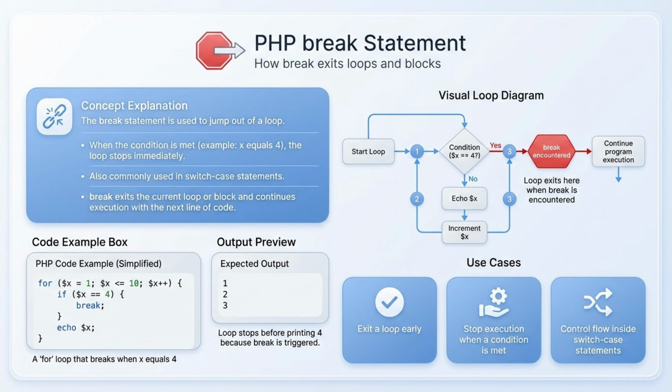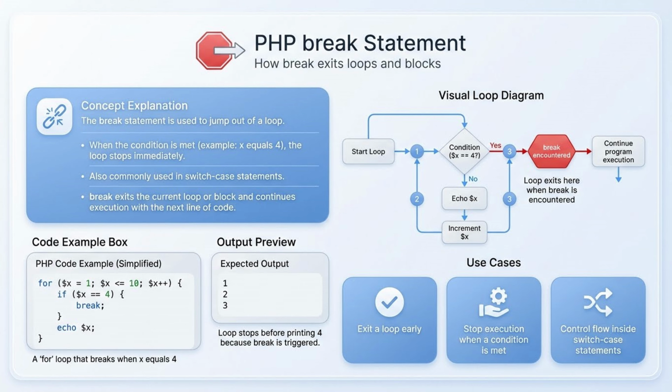The flowchart provided makes the process clearer. The loop begins with x set to 1 and checks whether the stopping condition is met. If not, PHP prints the current value of x and then increases it by 1. This cycle continues until x reaches 4. At that exact moment, the condition x equals 4 becomes true, leading the break statement to activate. The visual diagram shows a red break encountered box, representing the point where the loop stops completely. Once break is executed, PHP does not go back to the loop for any further checks or increments. It simply moves on to the next part of the program.